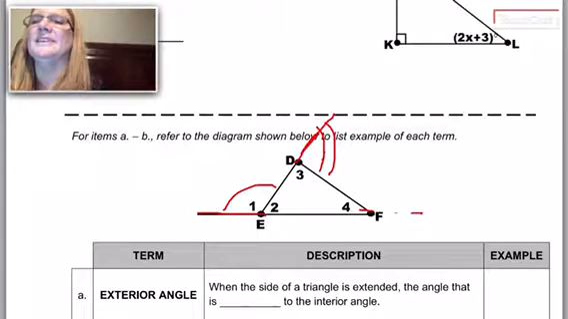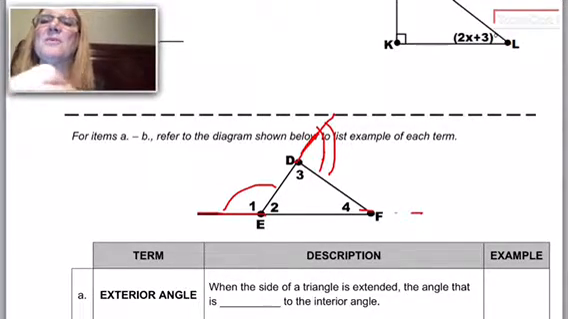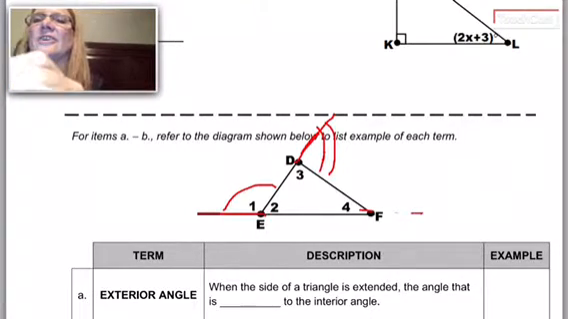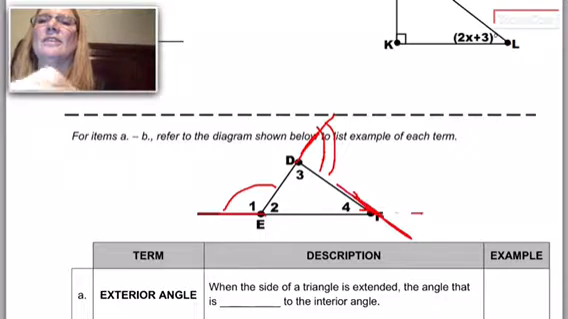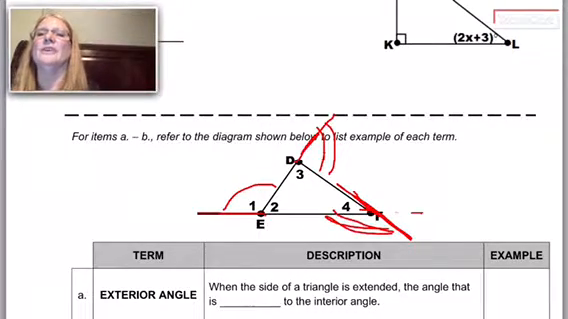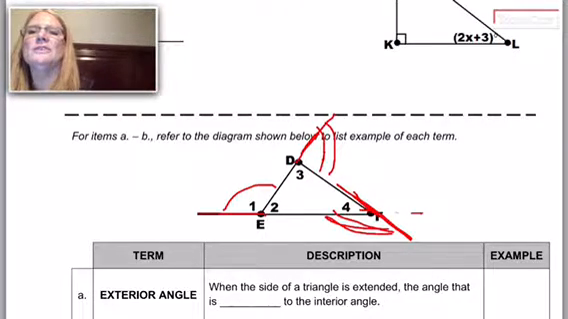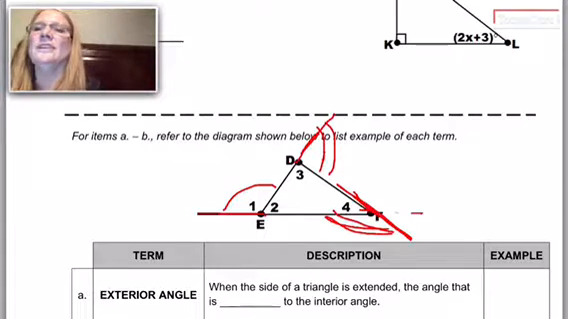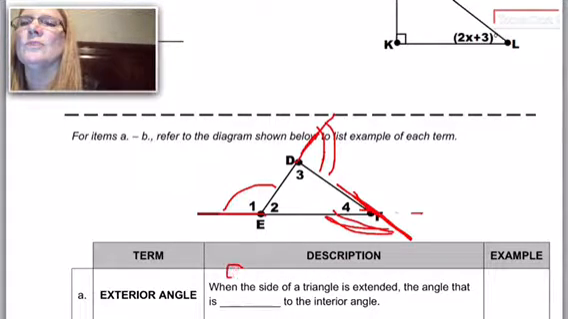We've got to keep extending in the same way, and so this one here, actually, since I extend here, here, and here, I would have to extend right there. And this would be my other exterior angle right here. So those are called exterior angles. When the side of a triangle is extended, the angle that is adjacent is the word that goes in there.